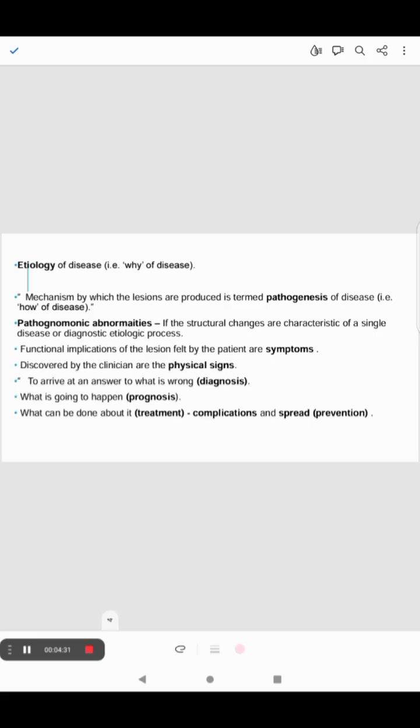Next, coming to one more term which you'll come across, pathogenesis. What do you mean by pathogenesis?